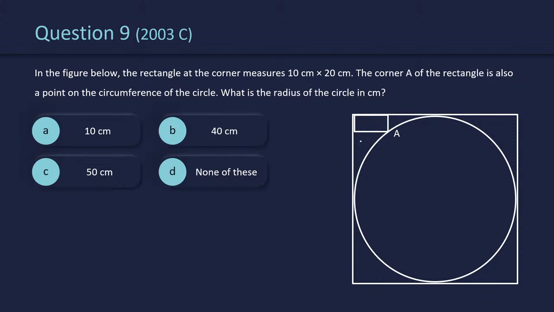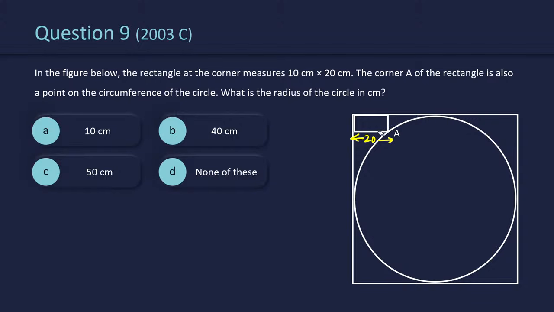So I hope this will make sense now. So this one is 20 and let's say this one is 10. We make the smaller one 10, the bigger one 20. The corner A of the rectangle, this rectangle, remember the bigger one is a square, this is a rectangle shape, right? So the corner A of the rectangle is also a point on the circumference. Means it also lies on the circle, isn't it?